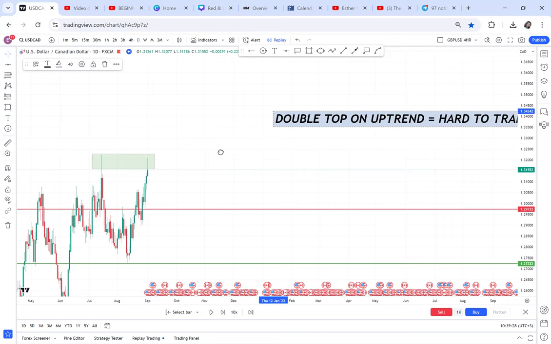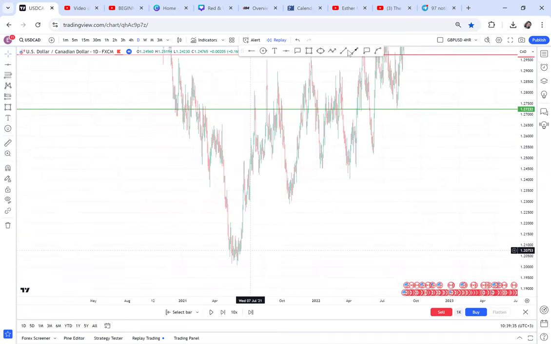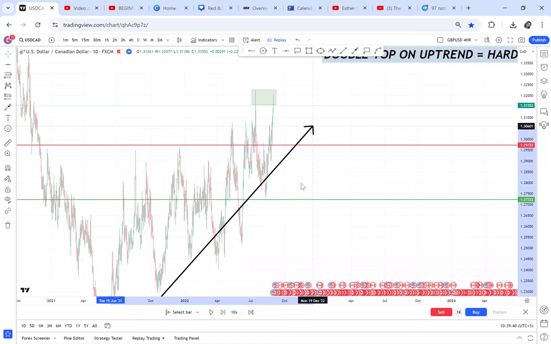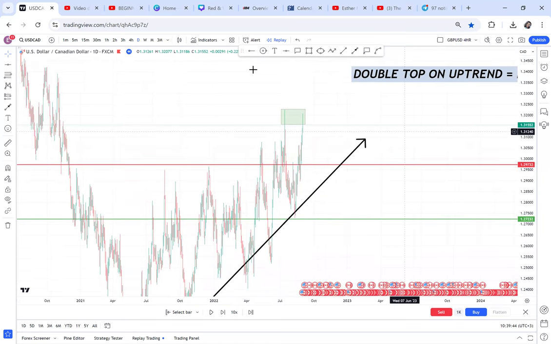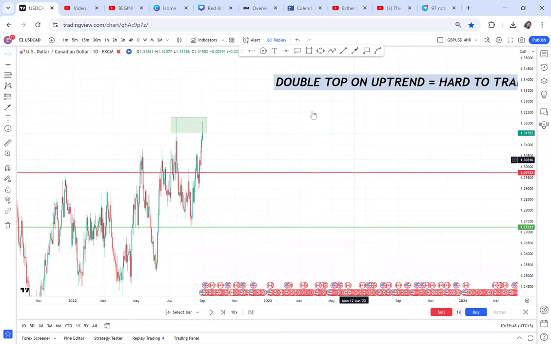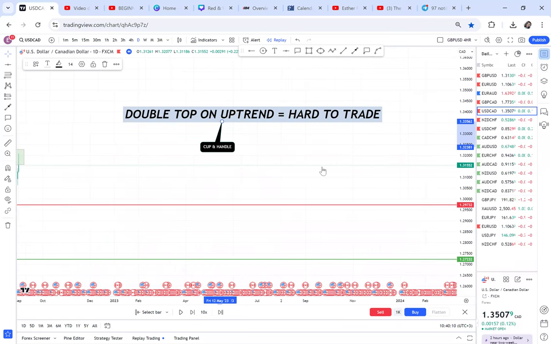Because the market is on an uptrend. You can see the market is on an uptrend, and you are trying to start selling here. When the market is on an uptrend, buyers are in control, so a double top on an uptrend is hard to trade. But a double top on an uptrend can give birth to a cup and handle, because cup and handle is a continuation of a buy. So anytime you see a double top on an uptrend, don't say this one I won't trade it. Be on the lookout for a cup and handle.